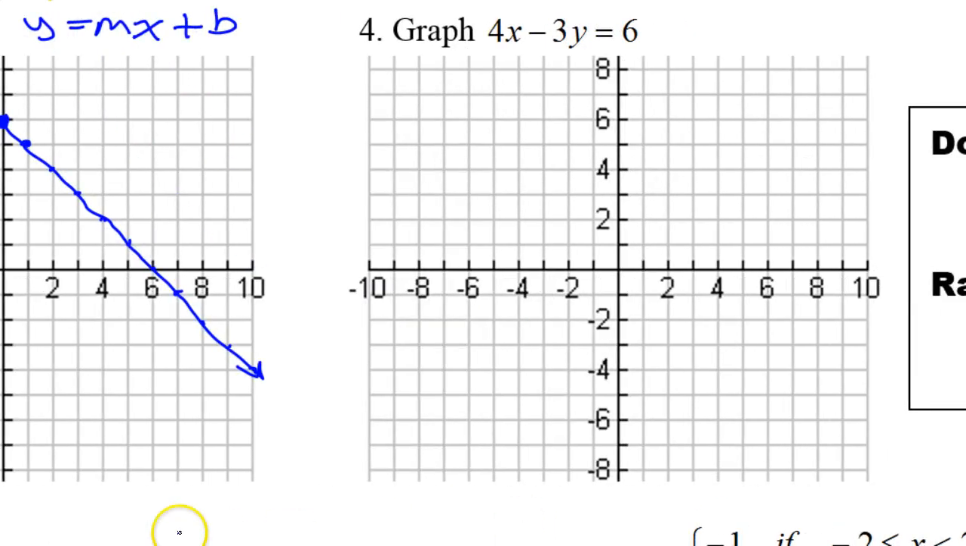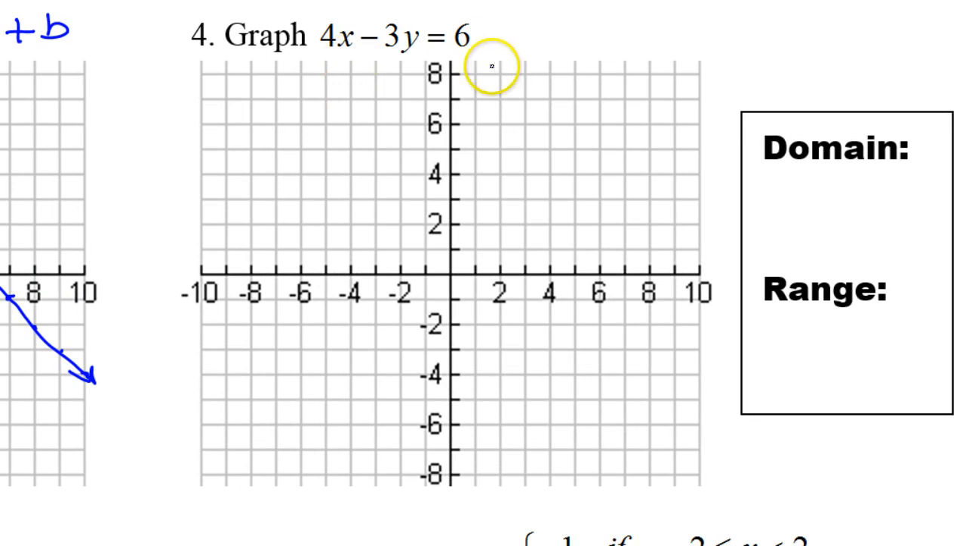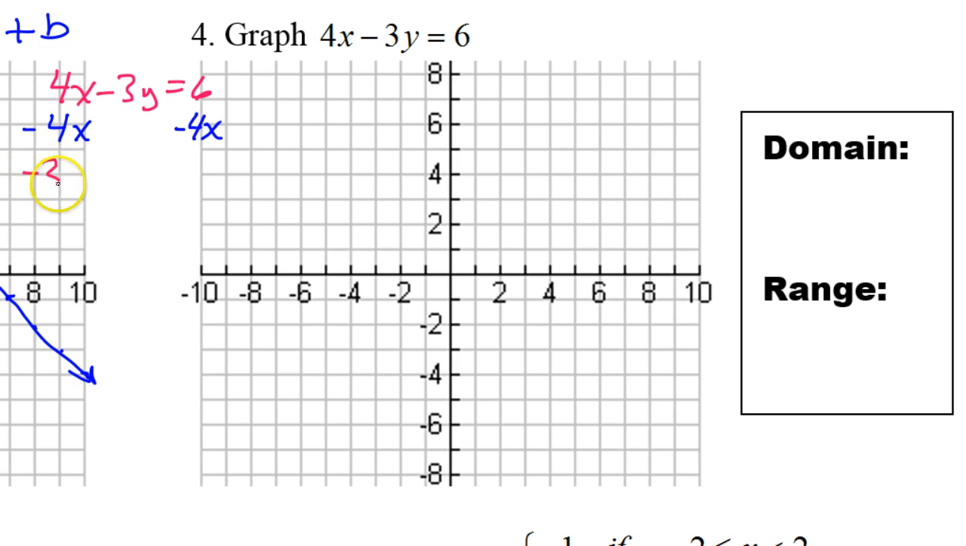All right, now number 4 is very similar, but it is not in slope-intercept form. So we need to fix that. So I'm going to do that right here. So I have 4x minus 3y is equal to 6. I need to rewrite this in slope-intercept form. So you should subtract 4x from both sides first. That's going to give you negative 3y is equal to negative 4x plus 6.